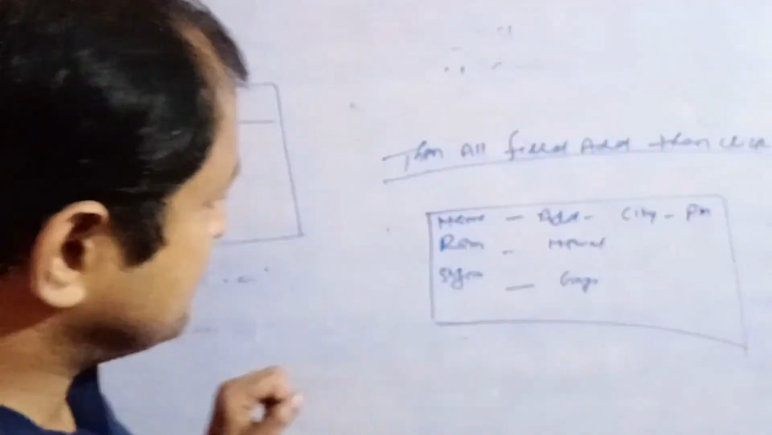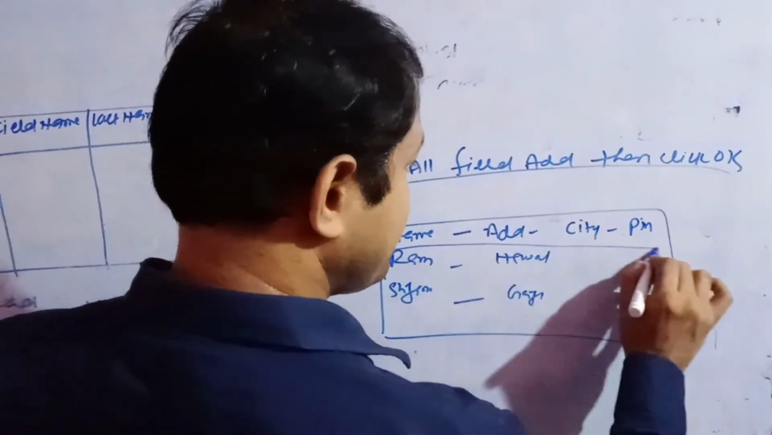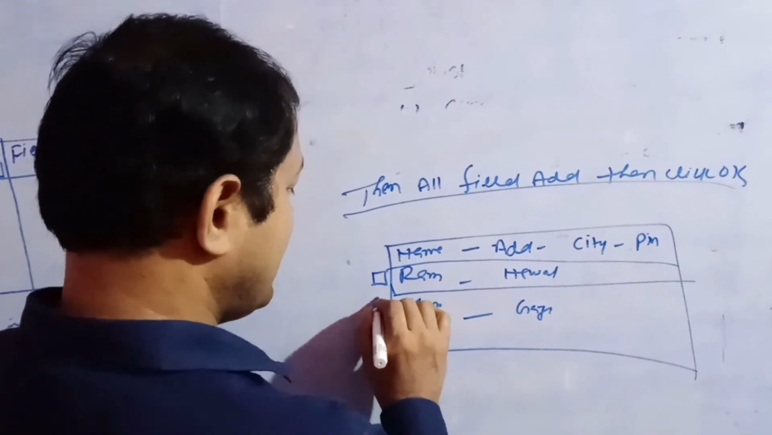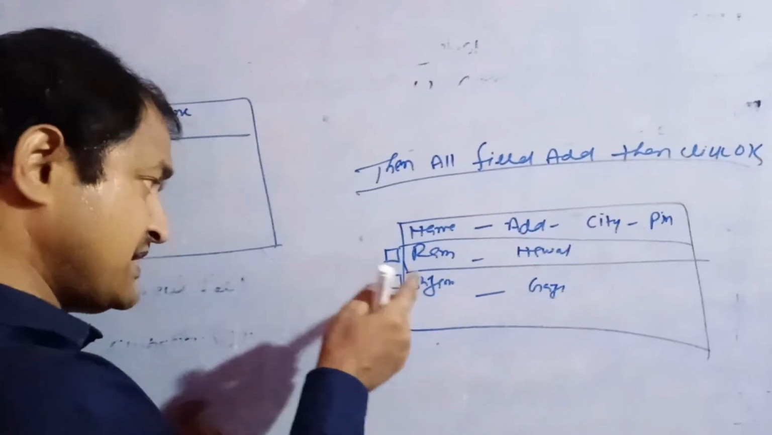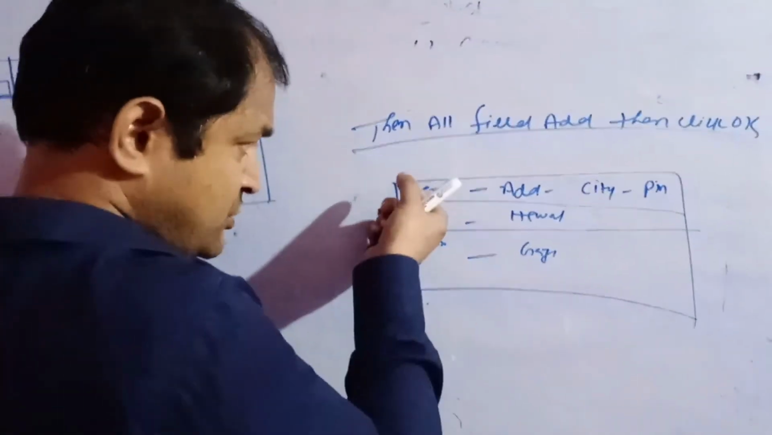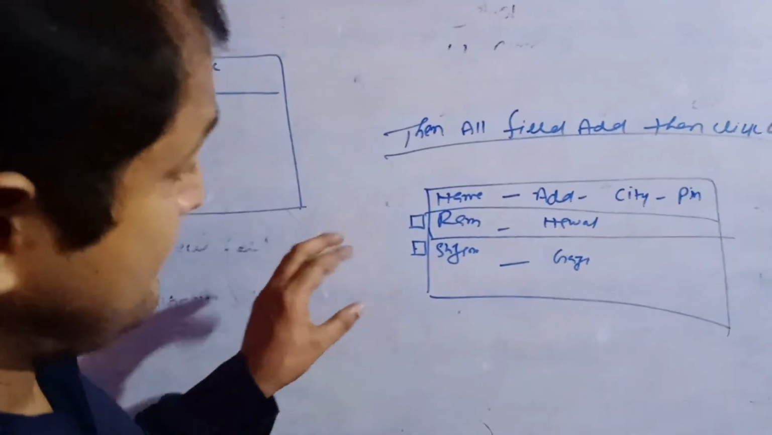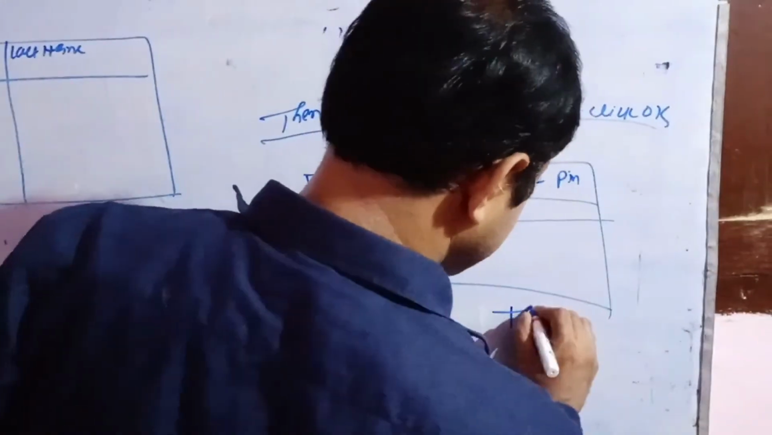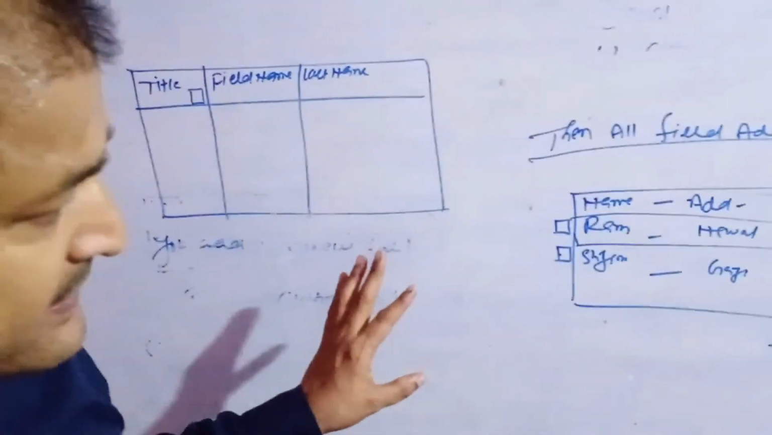Suppose the first name is entered and the first row is filled, and again you go to add new entry. Just click this dialog box, and the second row automatically appears in front of you. Then again put the name, address and city. Then all our criteria are fulfilled, then press OK.